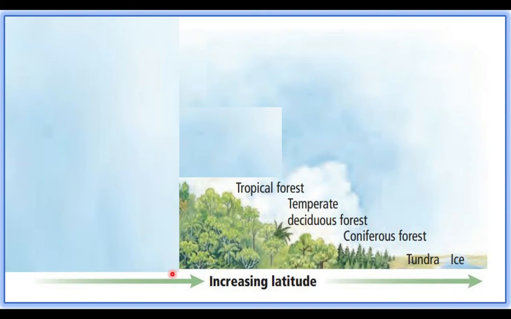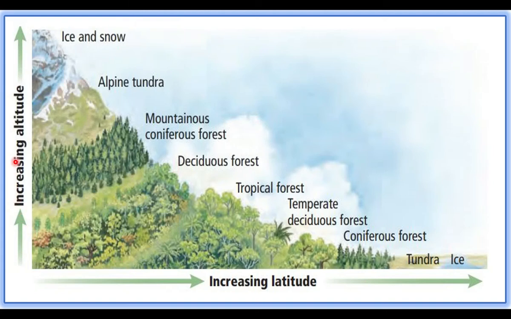Similarly, when we move towards higher areas from sea level, that is an increase in altitude, the temperature varies. So different vegetations are formed according to the temperature. Above the ground level, deciduous forest, then coniferous forest, then tundra, then at the top ice and snow.